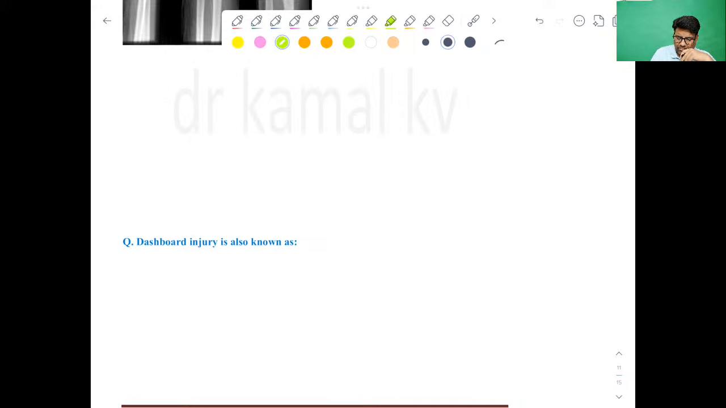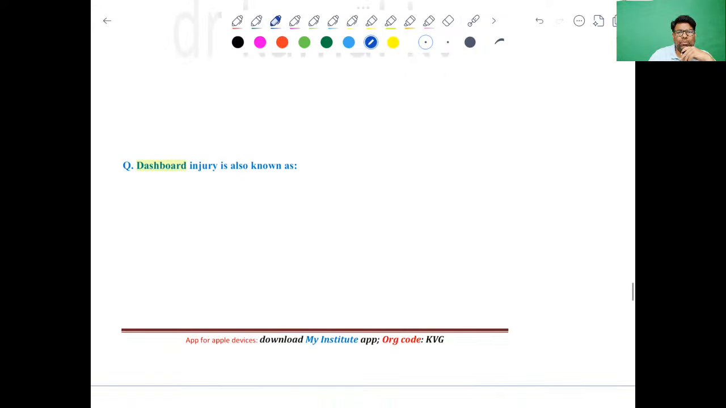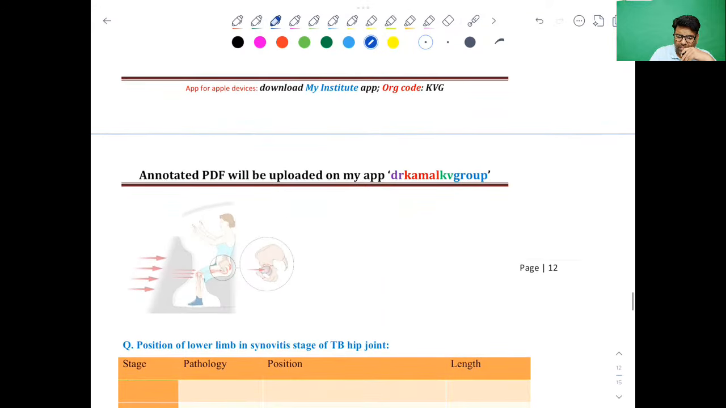Then dashboard injury. This is a very common question, one of the questions from this topic we have already taken, and this is nothing except posterior dislocation of hip, and this is the mechanism. Actually, whenever there is an accident and the car suddenly stops, the knee strikes the dashboard and there is backward pressure which is transmitted along the shaft of femur, and that pulls out the head of femur from the acetabulum. So it leads to posterior hip dislocation. Clear? So this is posterior hip dislocation, dashboard injury.